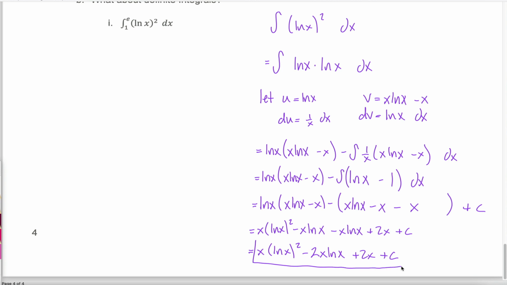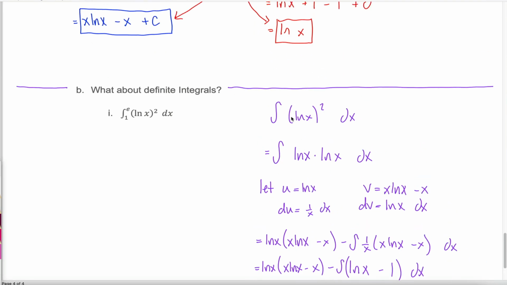Kind of a crazy antiderivative to figure out. You're like, wow, at least we're done. Well, not really. What we answered was this question. Remember, the whole purpose of this extra part here was to talk about definite integrals. The question we were supposed to answer was this definite integral. But the good news about this definite integral is it's just the indefinite integral evaluated from 1 to e.